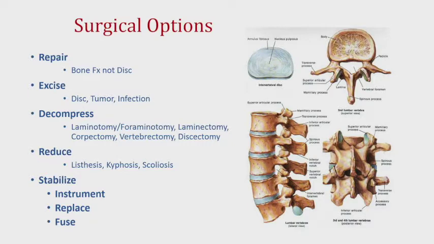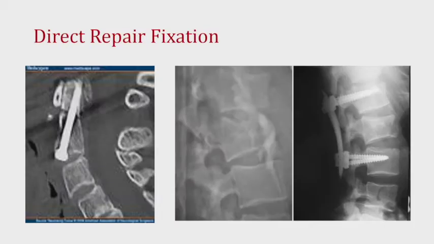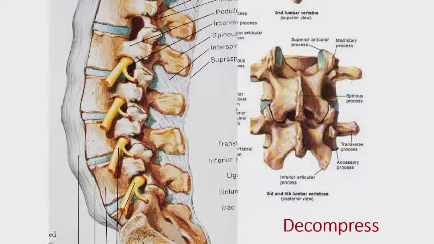If we do narrow the problem down to the spine, what could be done? You can repair something, you can excise it, you can decompress it, reduce it, and stabilize it. Notice that fusion is not on the main list of things. You can directly repair an odontoid fracture, a compression fracture or a burst fracture where you span across it, you don't fuse, and you come back later and take that out. These things make sense for certain cases.